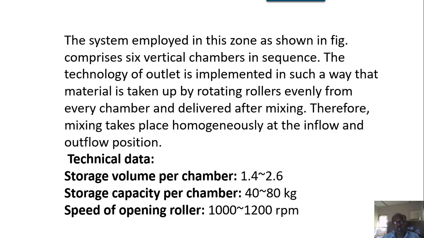Storage capacity per chamber is 40 to 80 kilos, which is a huge quantity. And the opening roller in each chamber at the bottom side runs at 1000 to 1200 revolutions per minute. At that speed, it will thrust the material down to the next stage. So homogeneity is obtained, as I have stated in layman's terms: any tuft you take at any time, any place, you should find the same proportion in which they are available in that particular tuft or flock. That is the philosophy in the case of mixing.